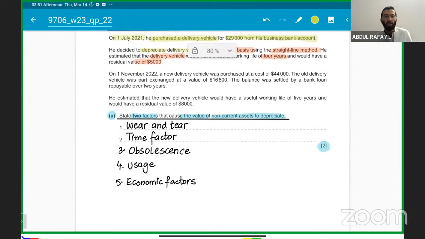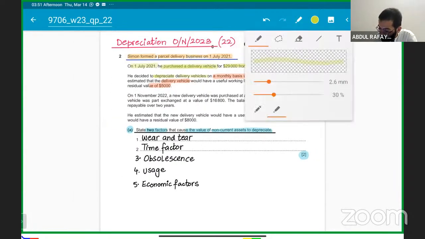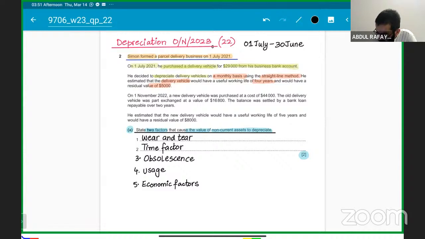So the first thing is understanding the question and trying to work it out. The first thing that should be clear is that our business starts on 1st July 2021 and the first year will end on 30th June 2022.